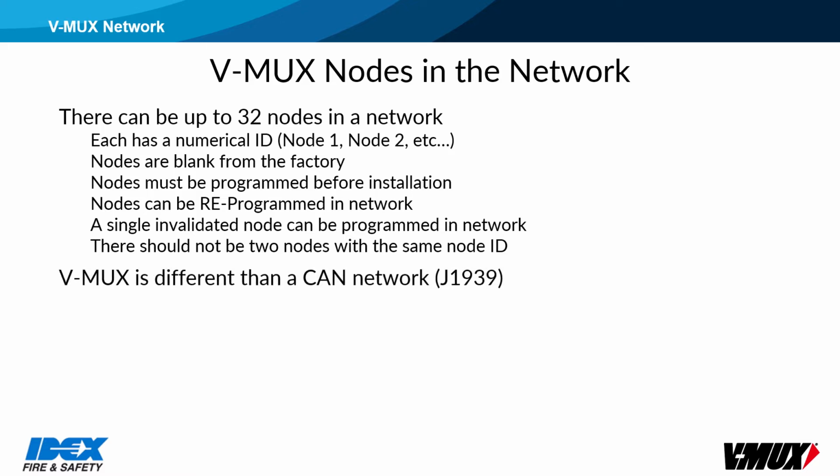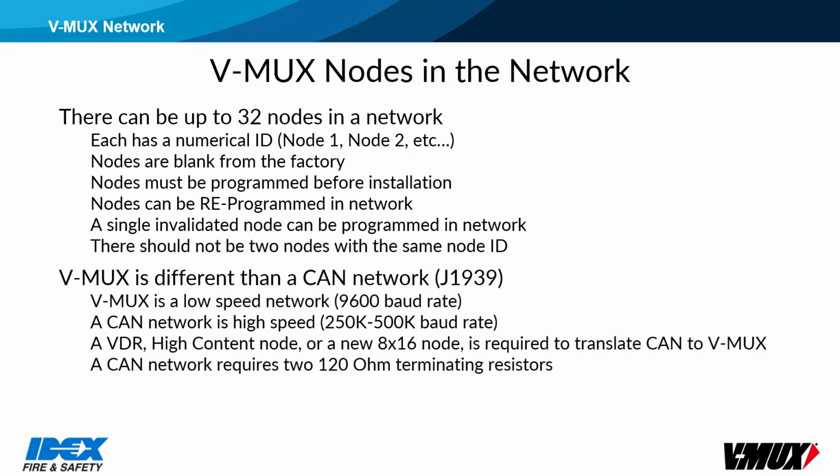V-MUX is different than a CAN-based network, such as J1939. V-MUX is a low-speed network, running at 9600 baud rate. CAN is high-speed, usually running at 250 or 500k baud rate. A VDR, high-content node, or a new 8x16 node is required to translate CAN to V-MUX.